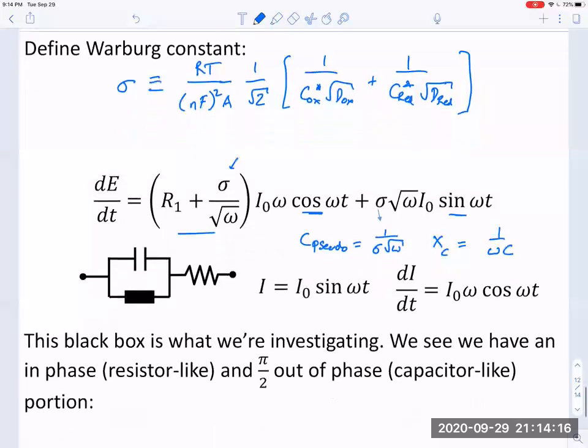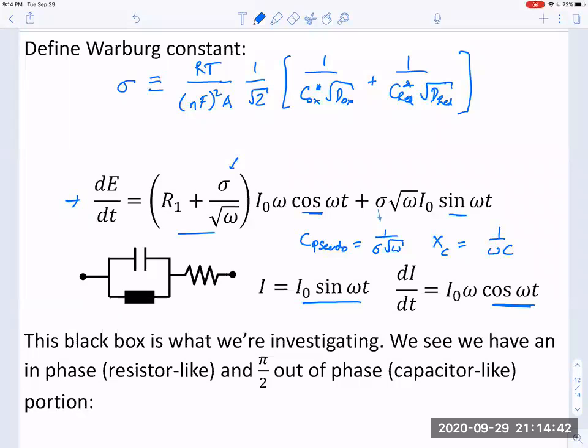But what we can see from here is, our current we defined is I0 times sine omega t. Remember that the change in the current with respect to time is I0 omega times cosine omega t right here. And then we have our voltage relationship. So we're putting this sinusoidal current in, and there's a corresponding voltage with it.